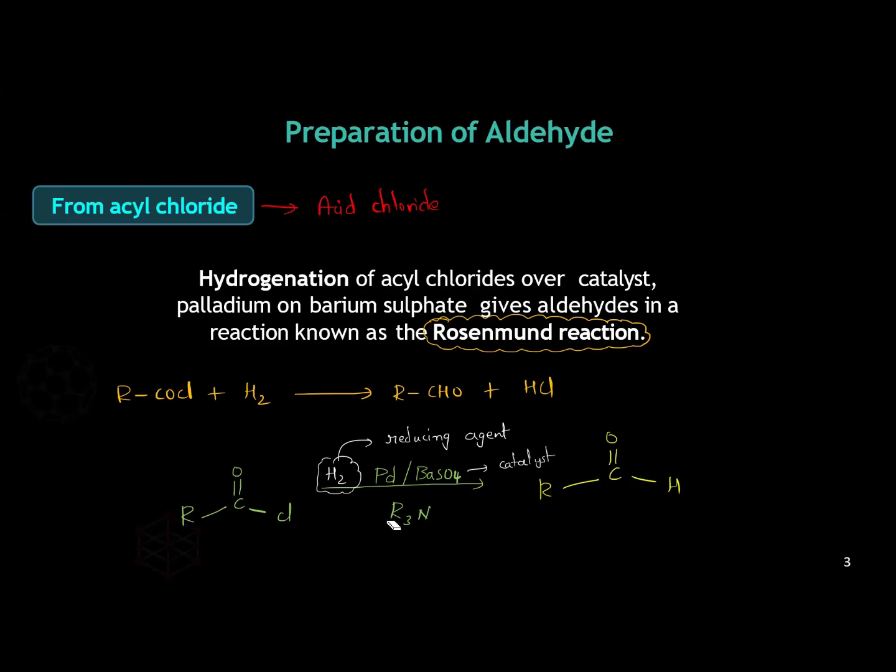Apart from that, we are taking a tertiary amine. If you see here, there are three R groups attached to the nitrogen. So this is a tertiary amine. What is this tertiary amine? It is also a catalyst. That will give the aldehydes and hydrogen chloride. There's an important thing here. This reaction proceeds in a very controlled way. Why? Because whatever the acyl chloride is, it will reduce to aldehydes, but it will not further reduce to alcohols. That is very, very important.